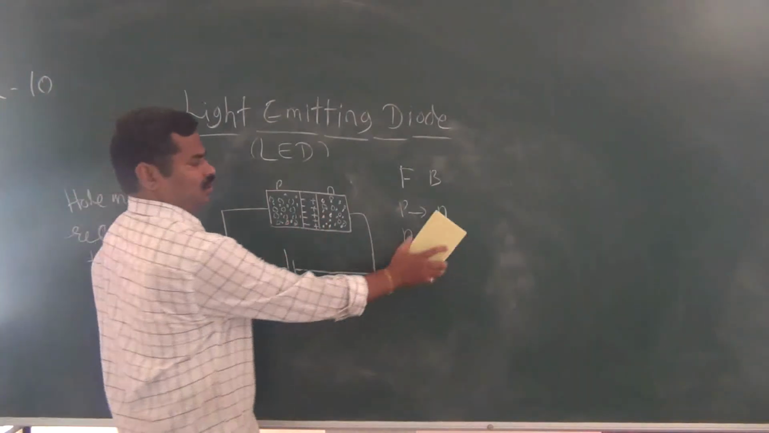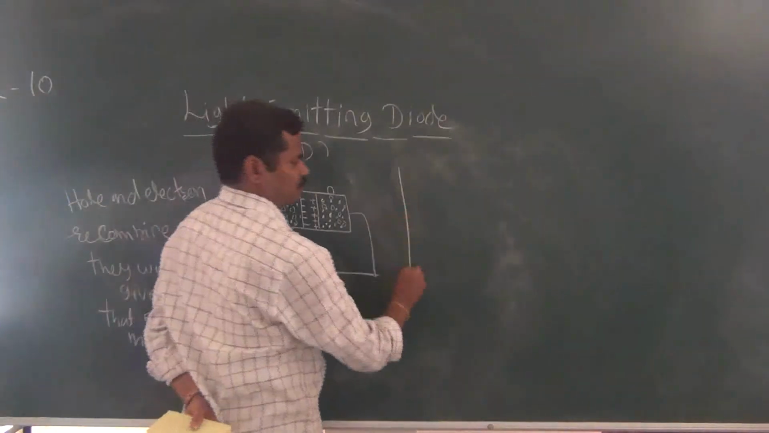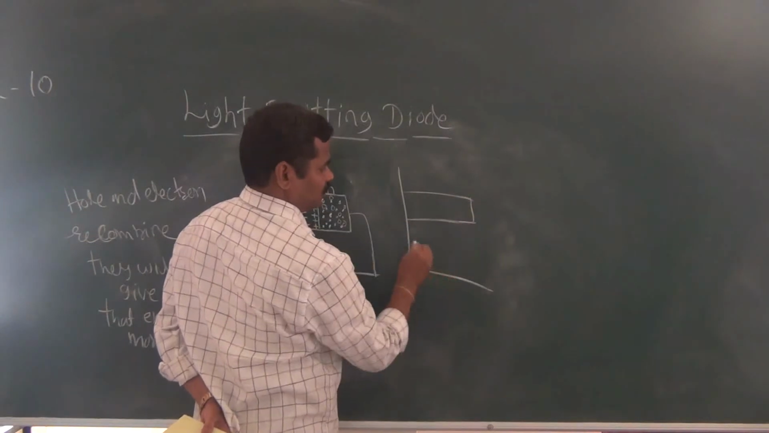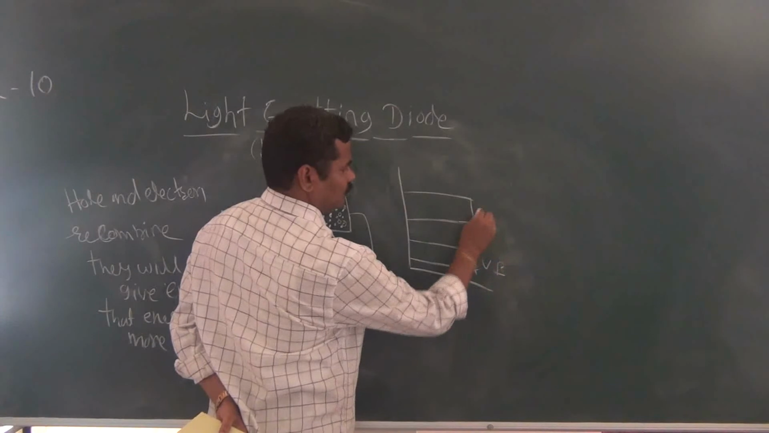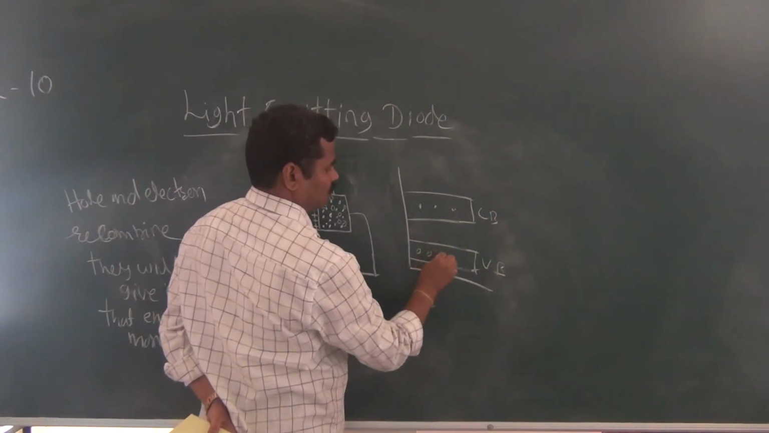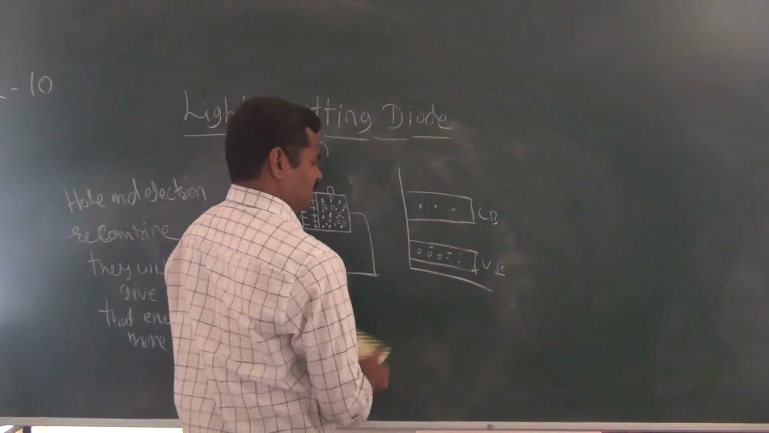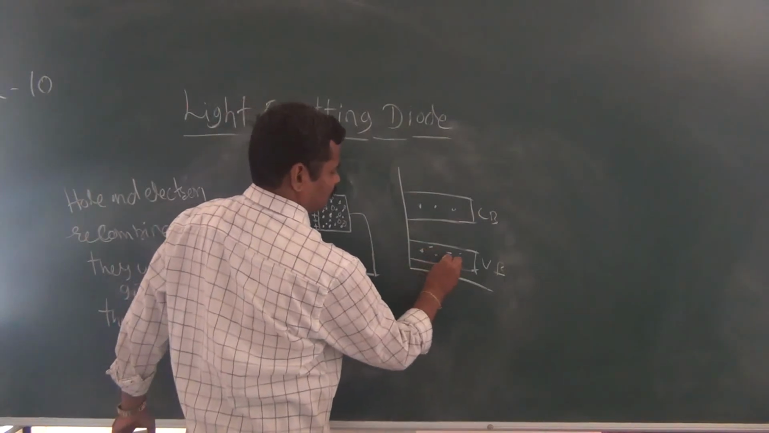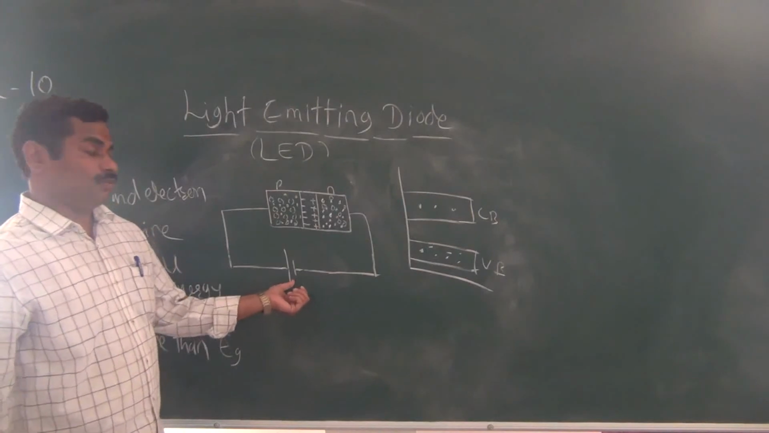According to the energy band diagram, we can study the LED. Here you have the conduction band, and here the valence band. The electrons here are only valence electrons. No doubt, you are applying the forward bias. Because of the forward bias, what happens?